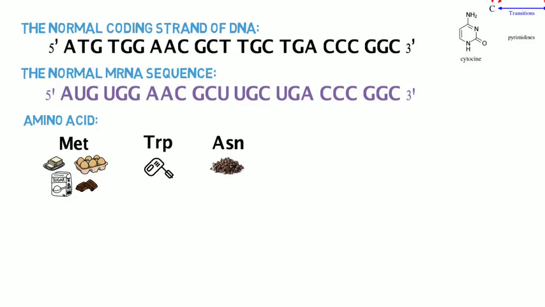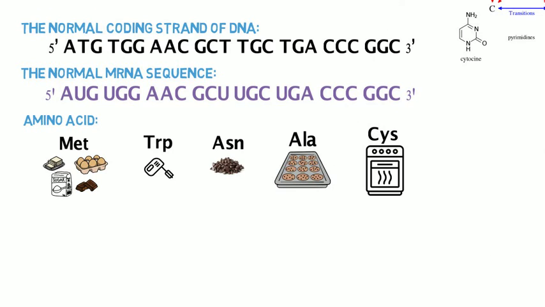Asparagine is adding the chocolate chips to the cookie dough. Alanine is shaping the dough into small balls on the baking sheet. Cysteine is baking the cookies, and finally, the stop codon is taking them out of the oven.